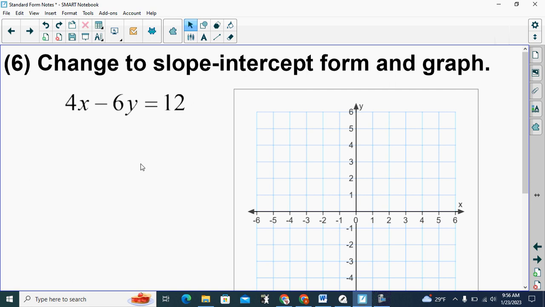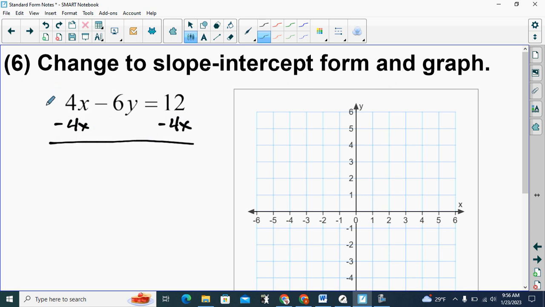All right, our last example, similar to number 5, asks us to change to slope-intercept form and then graph. So slope-intercept form is y equals, so we need to get y by itself. First thing we need to do is move our x. In this case, we are subtracting 4x, because I have positive 4x here. This minus sign, remember, goes with the 6y. Got minus 6y equals 12 minus 4x. Again, I'm going to write the minus 4x first, and then this is a positive 12, so plus 12.